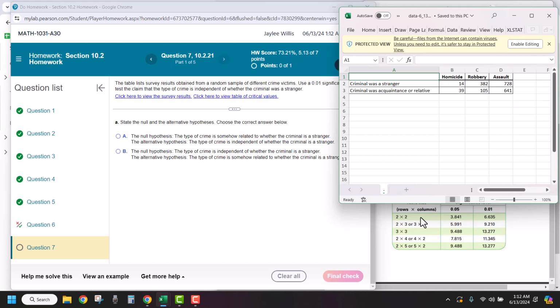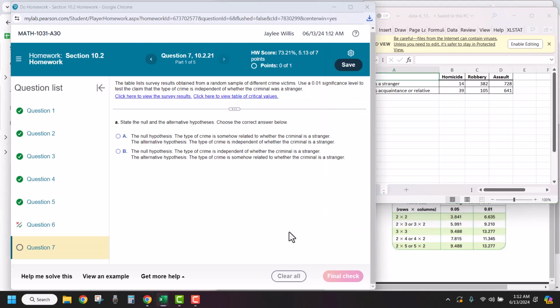And the way that we do this is similar to the process we use in Chapter 9, except that our null and alternative hypotheses will look slightly different, and the calculations that we make to find the p-value are also slightly different. Or I shouldn't say p-value, the critical value that we find will be slightly different.